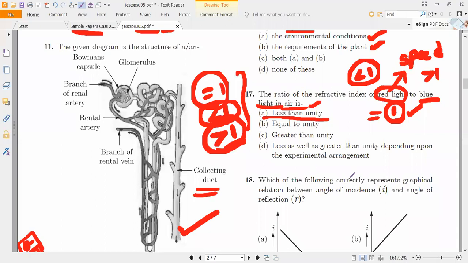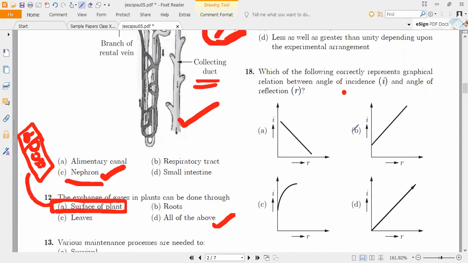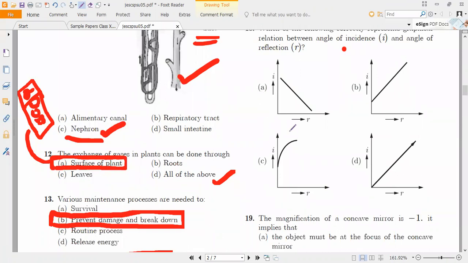Next, which of the following correctly represents the graphical relation between angle of incidence and angle of reflection? Option D. How is it? Very good, because it is the linear graph. Always, the angle of incidence is equal to the angle of reflection. So it will always be a linear graph.